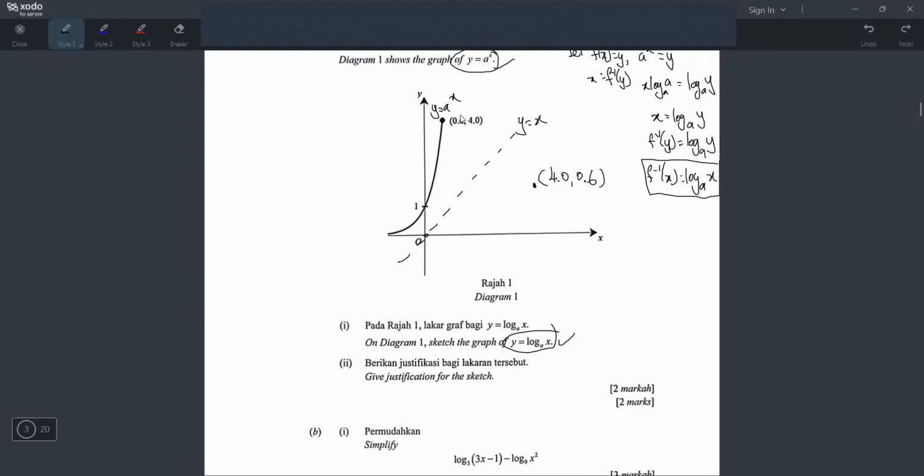It means originally your object x, this is your x coordinate, this is your y coordinate. Your object is 0.6, your image is 4. But when you do inverse, your object becomes the image, and your image becomes the object. That means the x coordinate and y coordinate are swapped. That's why it becomes like this. So can you tell me this is (0, 1), right? What happens when you reflect? It will become (1, 0). Do you agree? So that is why these are the two points.